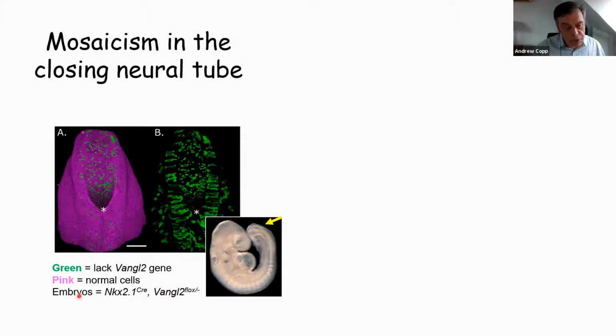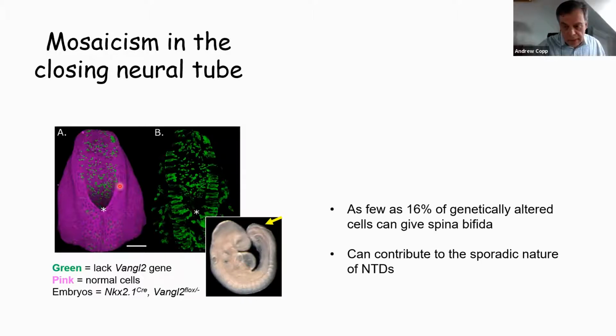And what we've done here is use the Cre-LoxP technology to inactivate the gene VANGL2, which is the planar cell polarity gene I mentioned, only in the green cells. So you can see the embryo is mosaic, and it has a number of green cells in the neural plate, therefore lacking VANGL2, but many pink cells which are not lacking it. And what was very surprising in this study was that we could inactivate as few as 16% of these cells in the neural plate and yet still get spina bifida.